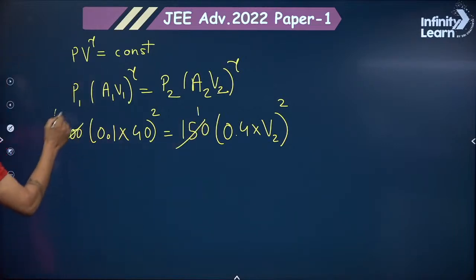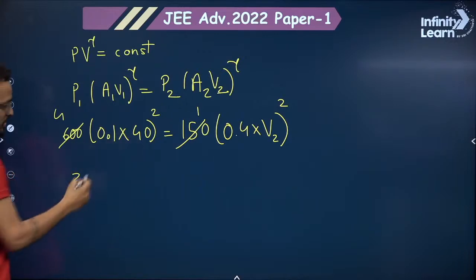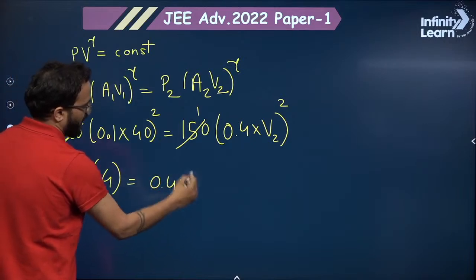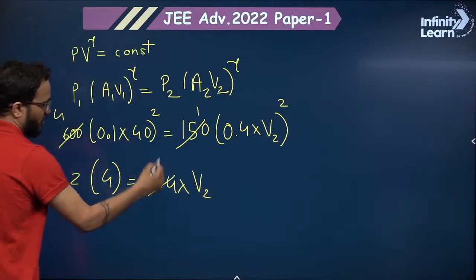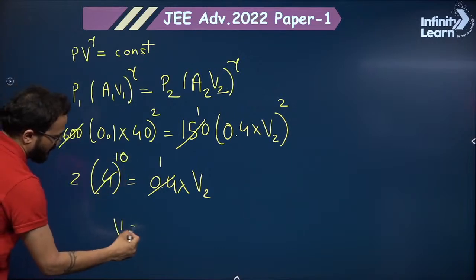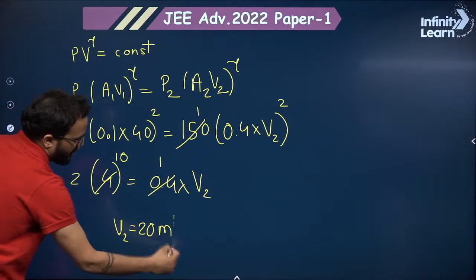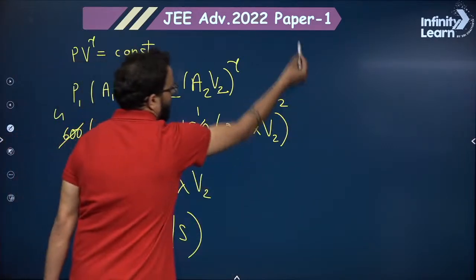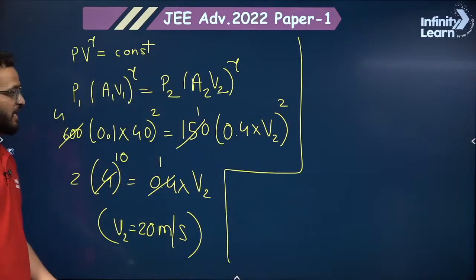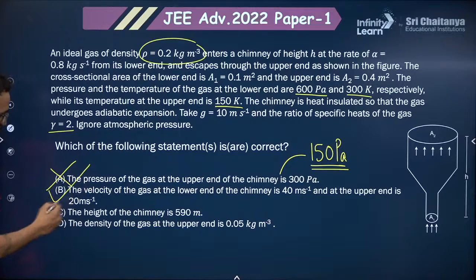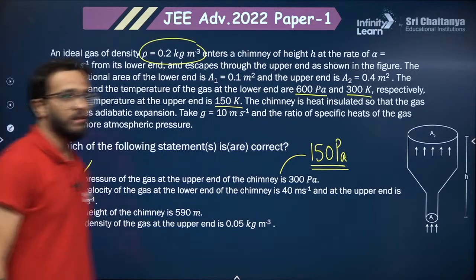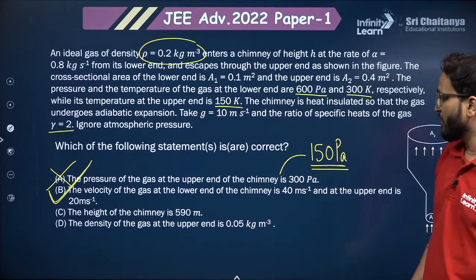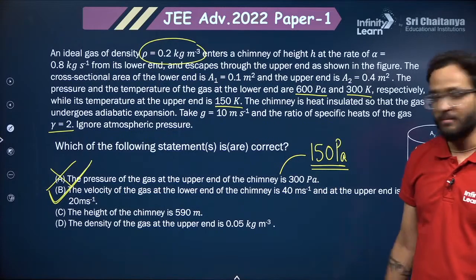150 ones are 150, fours are, so it will be 2. Let's take the square root into 4 is equal to 0.4 into V2, right? So V2 is coming out to be 20 meters per second from this solution. So V2 is coming out to be 20 meter per second. So yes, my dear students, option B is correct. So in this question we have got option B as correct. There is no problem. Velocity of the gas at the lower end of the chimney is 40 and at the upper end will be 20 meter per second.